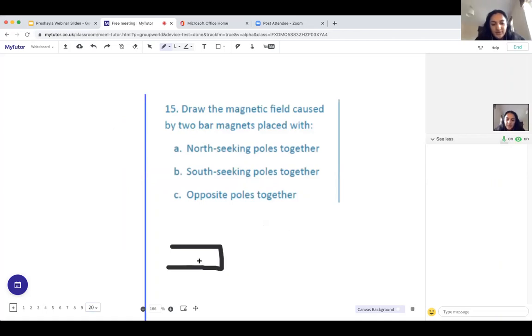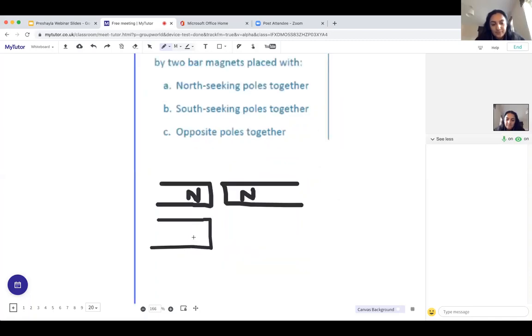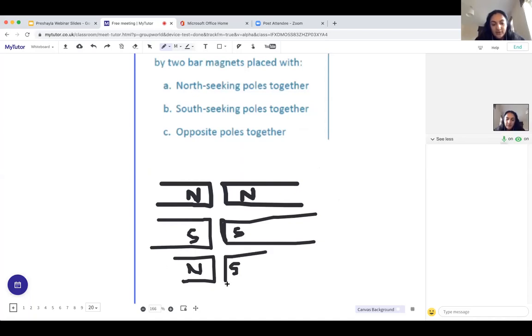What would the magnetic field lines look like if we had a north and a north? What would they look like if we had a south and a south? And a north and a south. So have a go at drawing those if you've got a piece of paper with you, and then we'll go through the answers in a second to see if you got it correct.